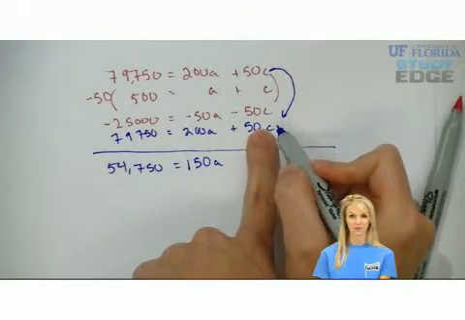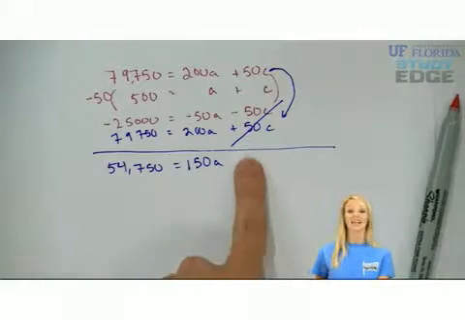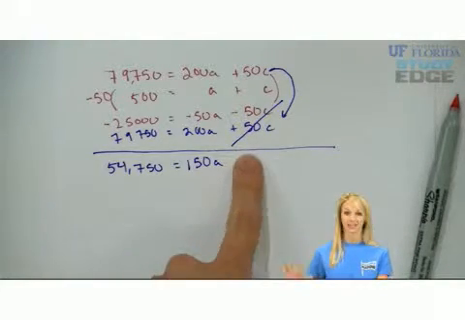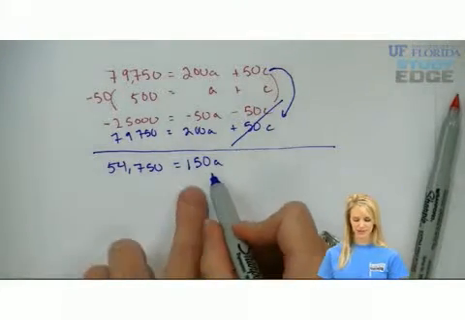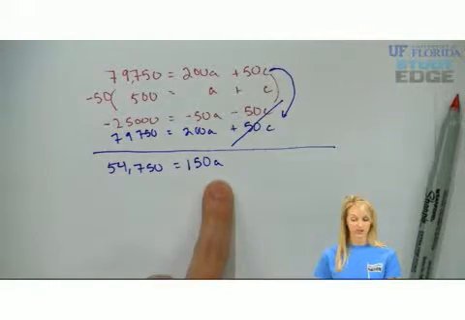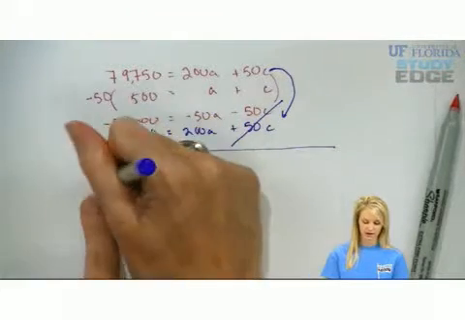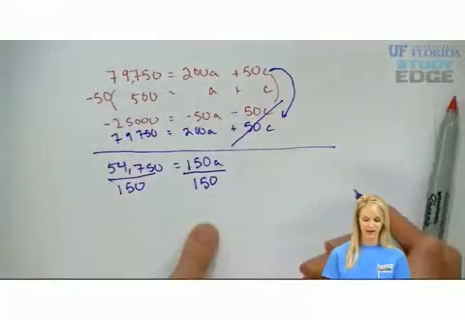Now what do we have here? Well, our negative 50C and our positive 50C, those cancel out. We eliminated them, hence elimination. Let's see what we need to do now. We need to get A by itself. Remember that A is your number of adult tickets sold. So let's divide by 150. When we divide by 150, we're going to be able to get A by itself.